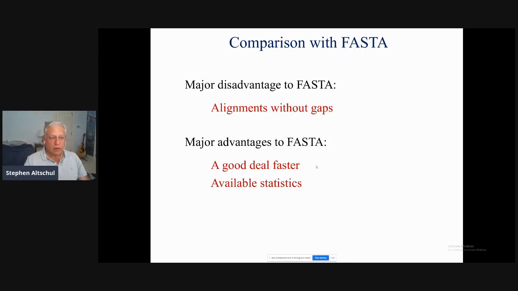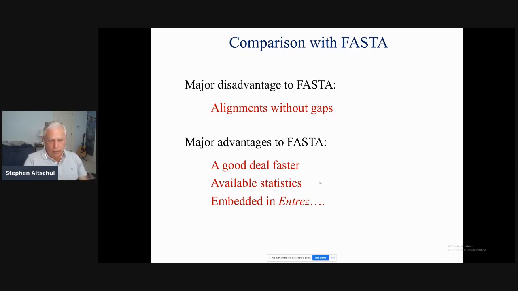The major advantages it had is that it was a good deal faster and it had available statistics. And the other really key advantage it had was that it was developed at NCBI and embedded in a larger system called Entrez. So to take you back to the mid-'80s, by then DNA sequences had begun to appear.